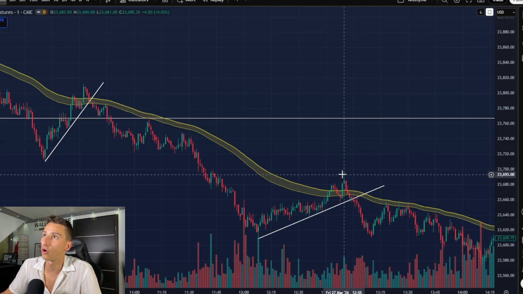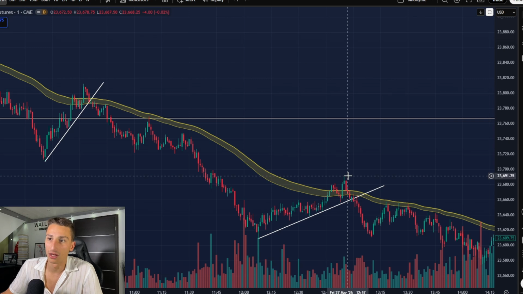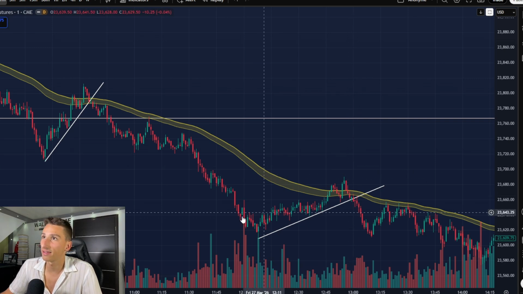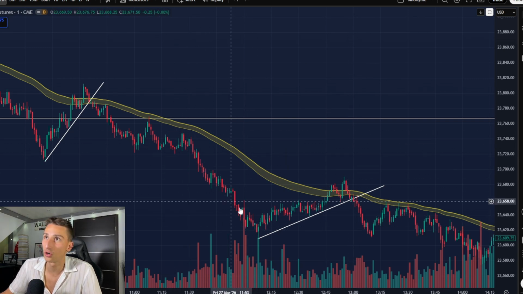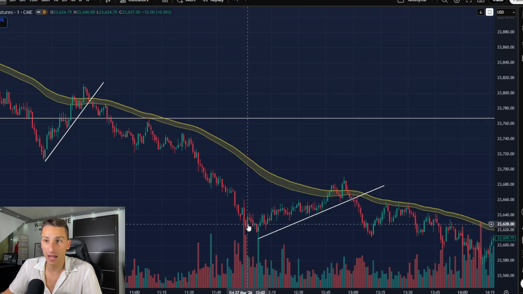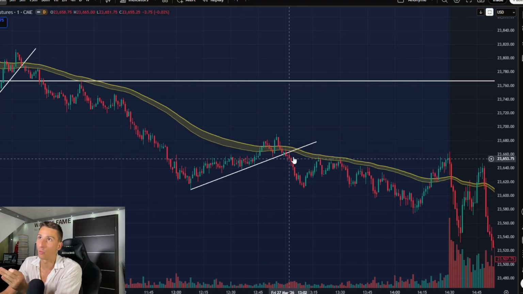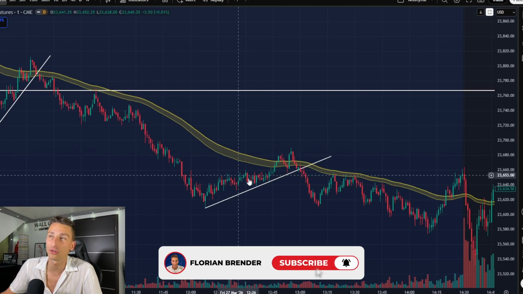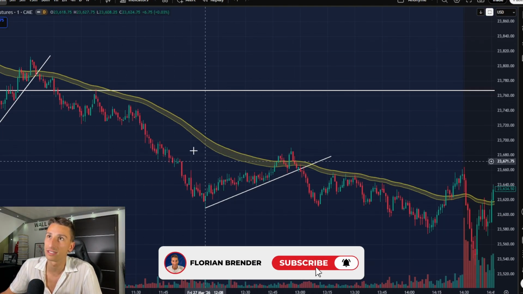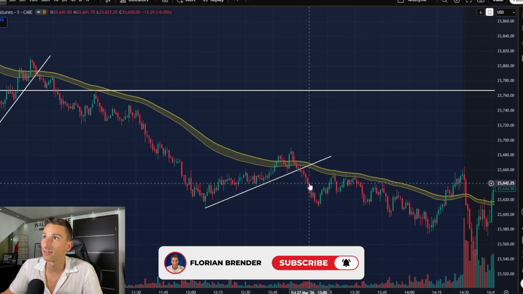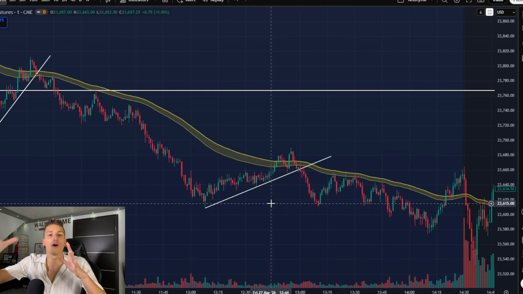Stop loss, of course, just above the flag, and the target, as usual, you measure the flagpole and you project it from the breakdown, so where we just broke this bear flag. As I said to you, I don't like this theoretical target. I prefer to adapt to the market and be flexible on the target.